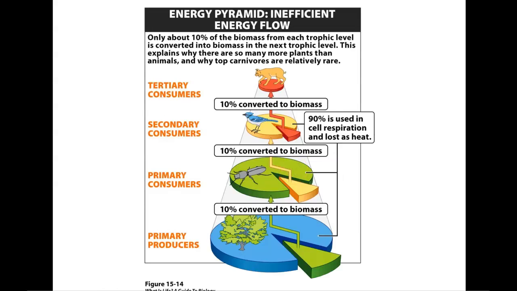So here, looking at that energy pyramid, is basically going to be a diagram that illustrates the path of energy through organisms of an ecosystem. So like we said, only about 10% of biomass from each trophic level is going to be converted into biomass in the next trophic level. So this is going to explain why there's so many more plants than animals, and why top carnivores are going to be relatively rare.